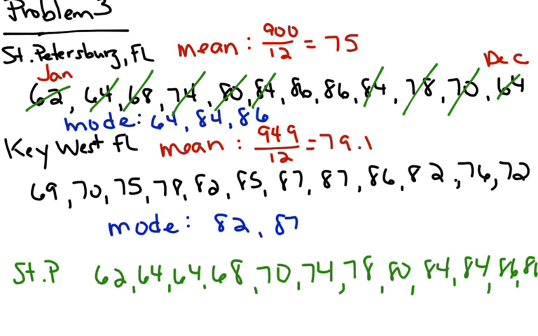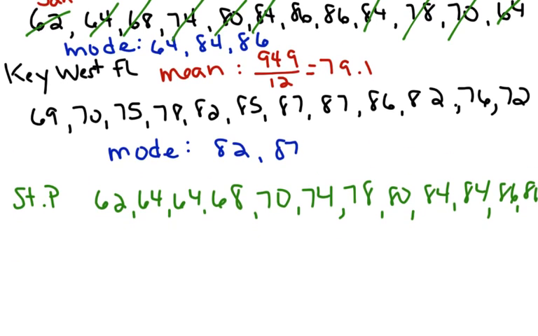Since there are 12 pieces of data, I'm going to need to find the 2 middle numbers in order to find the median. If I count from each end into the middle, the 2 middle numbers are 74 and 78. And 74 plus 78 divided by 2 is 76. So that's the median of the set of data.